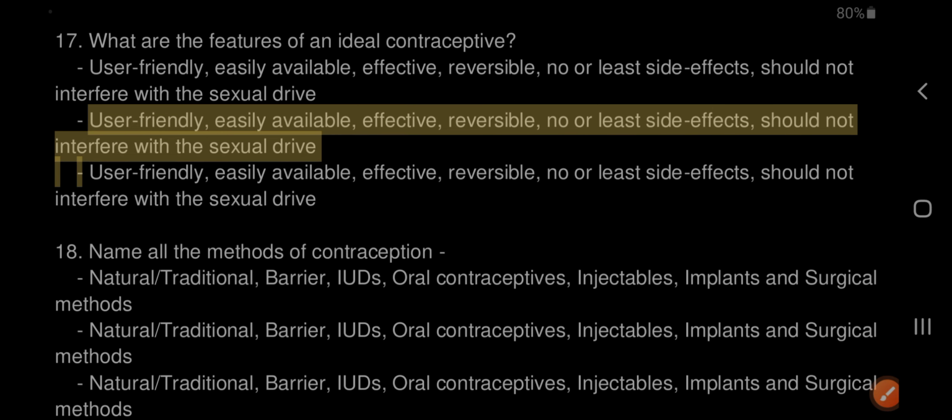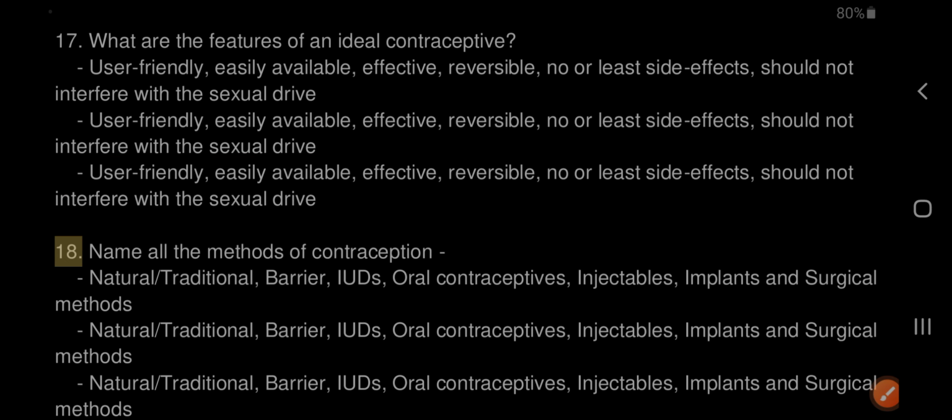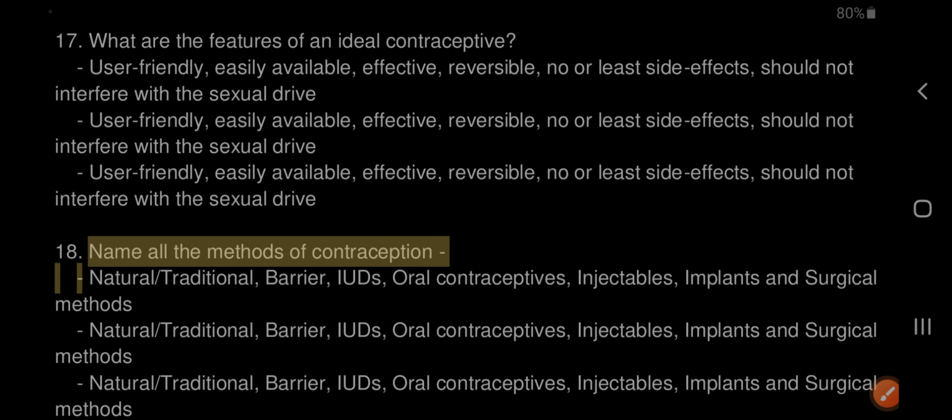18. Name all the methods of contraception: natural, traditional, barrier, IUDs, oral contraceptives, injectables, implants and surgical methods.